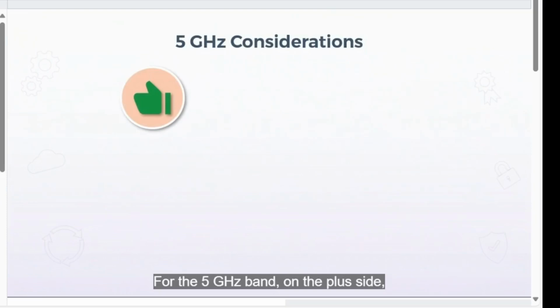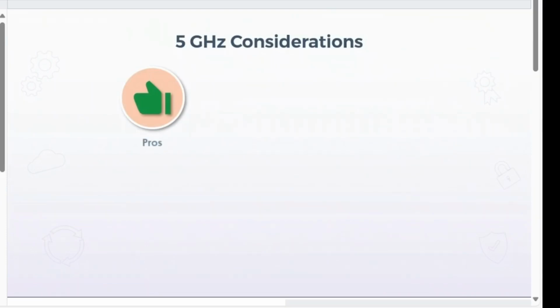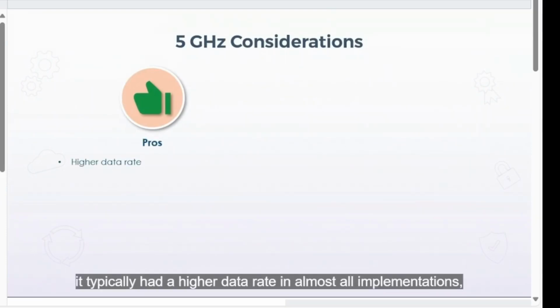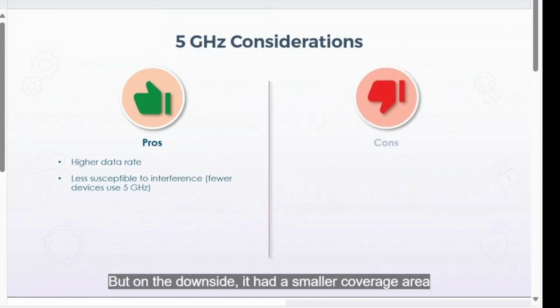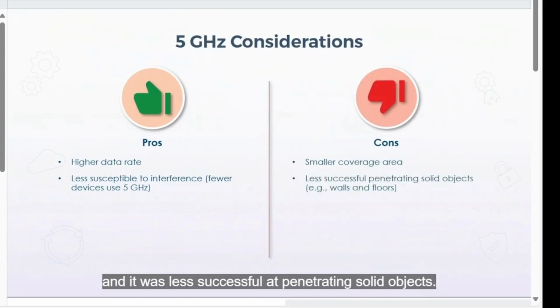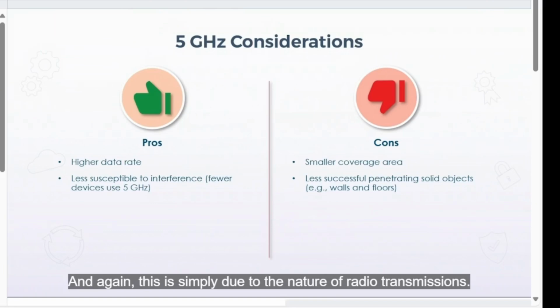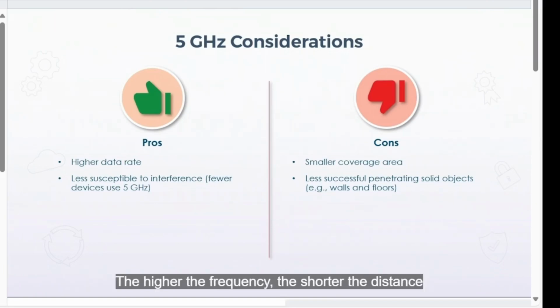For the 5 gigahertz band on the plus side, it typically had a higher data rate in almost all implementations, and it was less susceptible to interference simply because fewer devices used this band. But on the downside, it had a smaller coverage area, and it was less successful at penetrating solid objects, and again, this is simply due to the nature of radio transmissions. The higher the frequency, the shorter the distance, and the less able it is to penetrate obstacles.